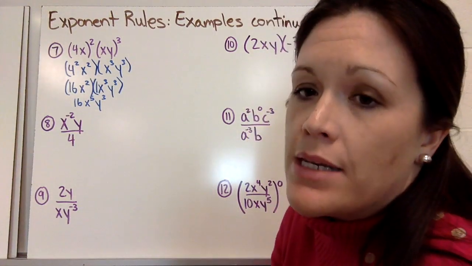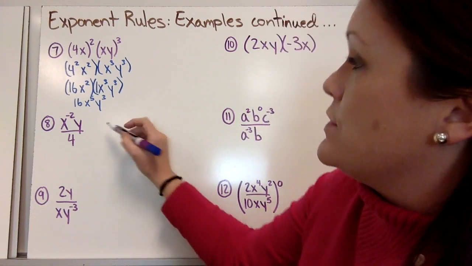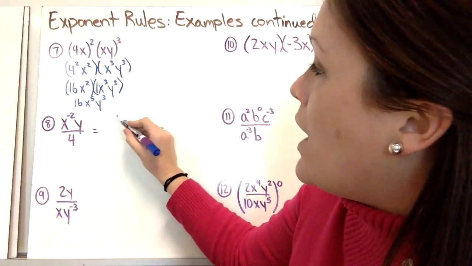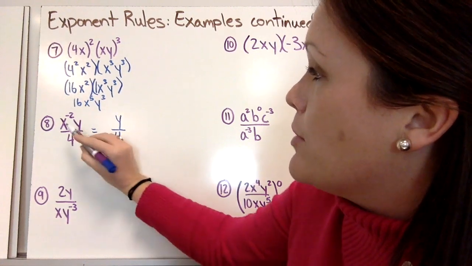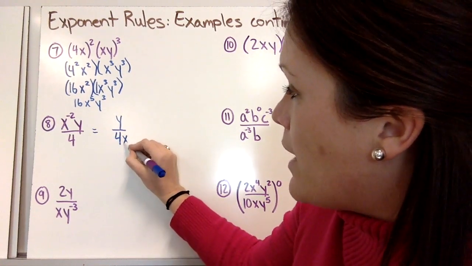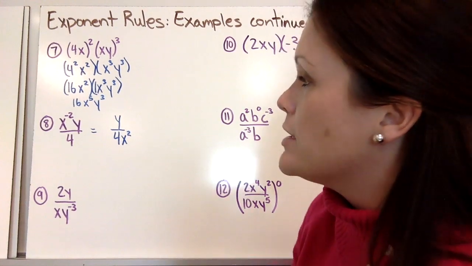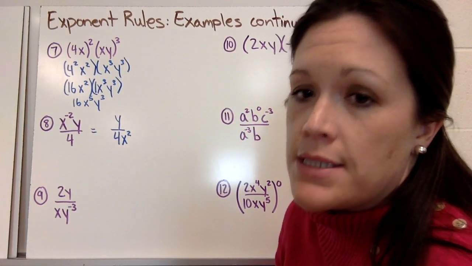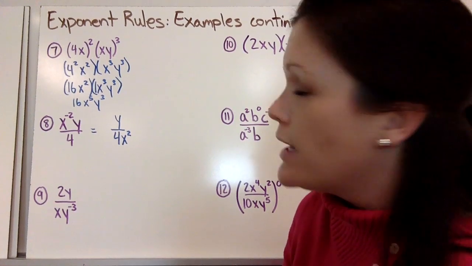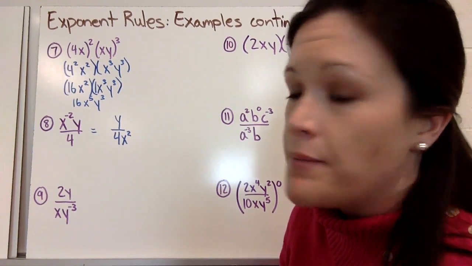For number 8, we have x to the negative 2 power times y divided by 4. The only thing we need to do here is fix the negative 2. So the y stays in my numerator, 4 stays in my denominator. But x to the negative 2 power, we need to move it to the bottom and it'll become a positive 2 power. That's all that happens. It just fixes the negative.